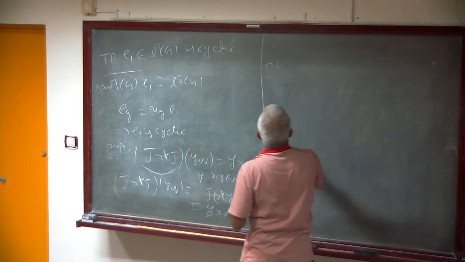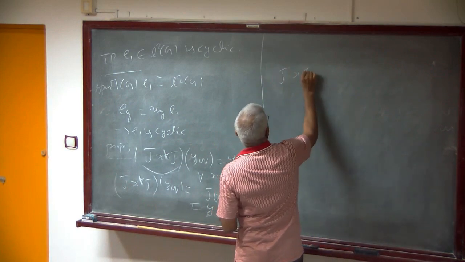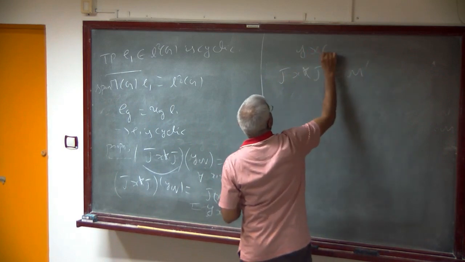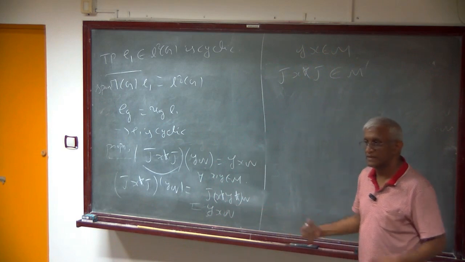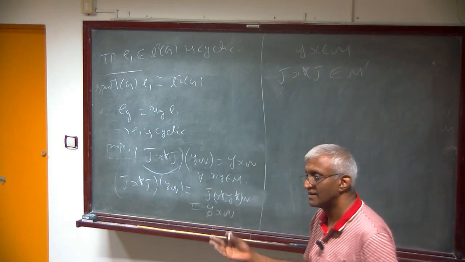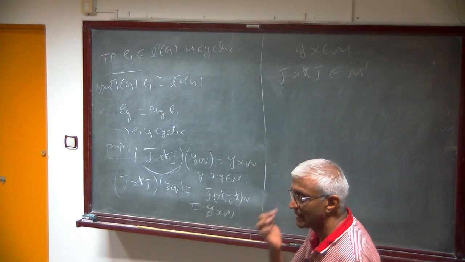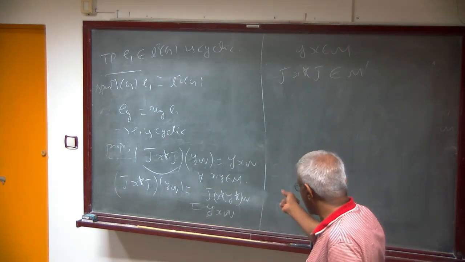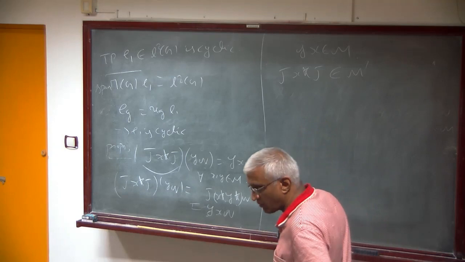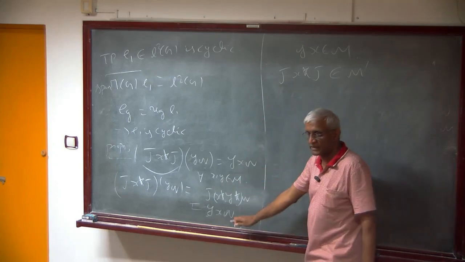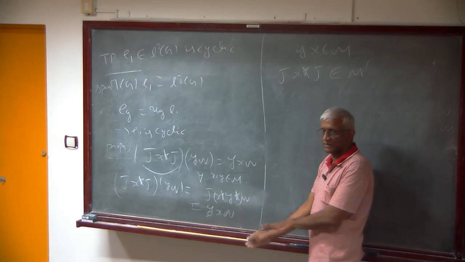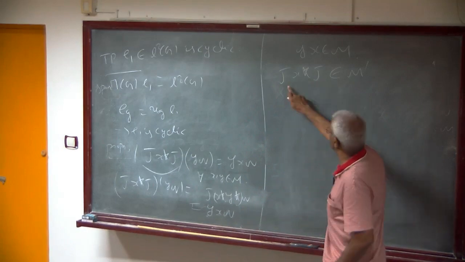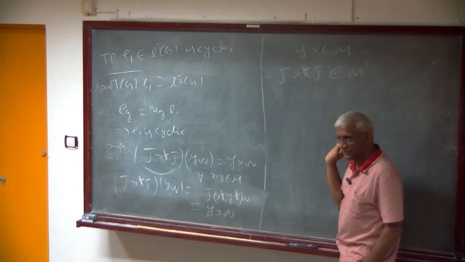So from this, I say that j x star j is in M prime. Is it clear to you? Why? J x star j is nothing but right multiplication by x. That is a bounded operator because it is a composition of bounded operators. Of course, it coincides on the dense subspace, so it will extend and all that. I am saying that j x star j, which is an operator, is in M prime.